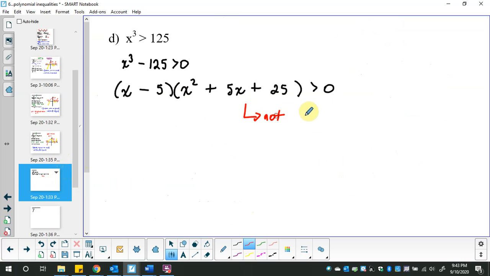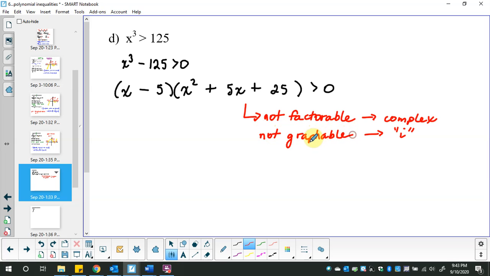is that way back before, at least twice, I told you that this is not factorable, and I also told you that it is complex, meaning that you're going to get those i's, not even graphable. That means not graphable on a number line. That means not graphable on a grid. So all I have to worry about is this guy right here.